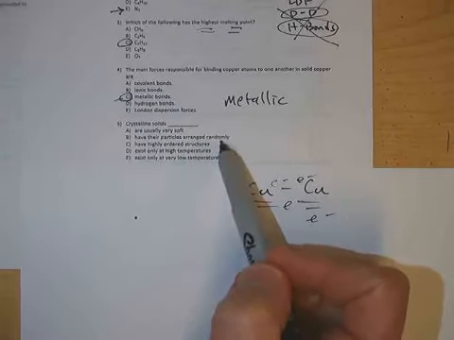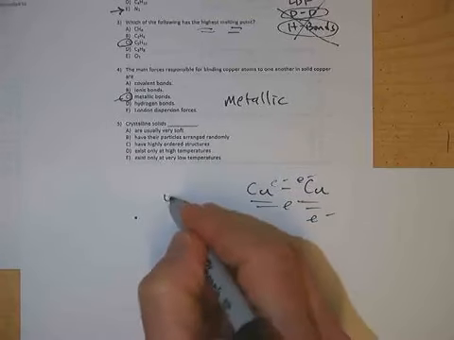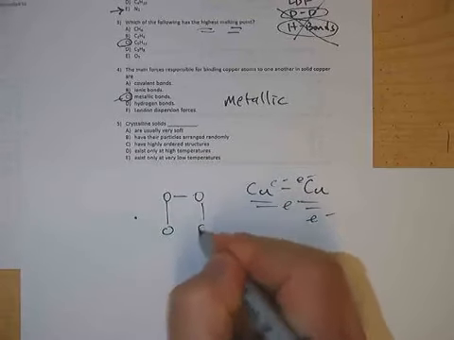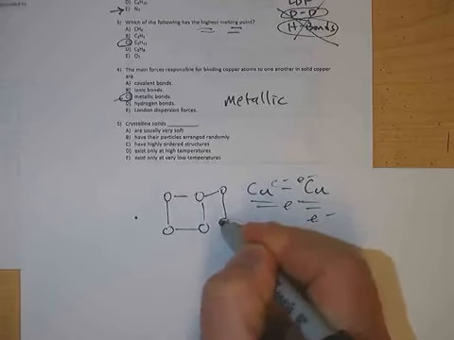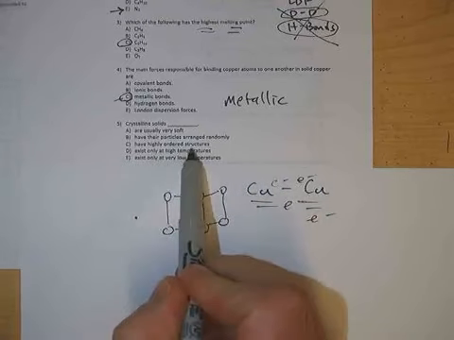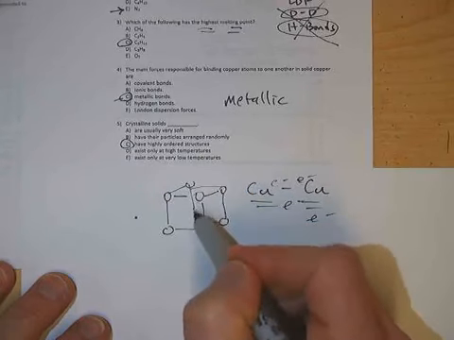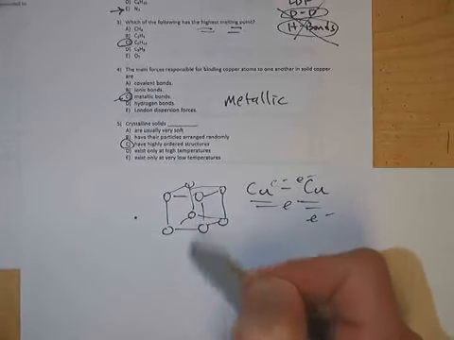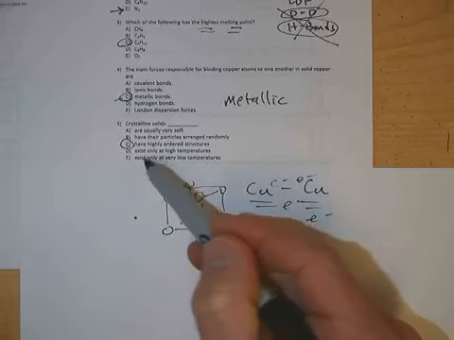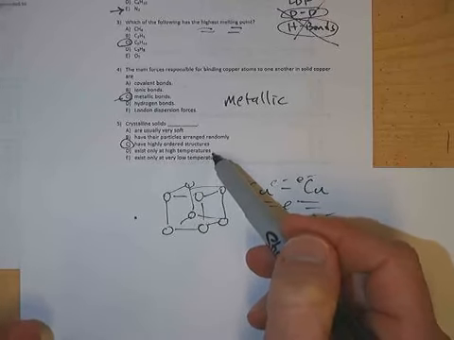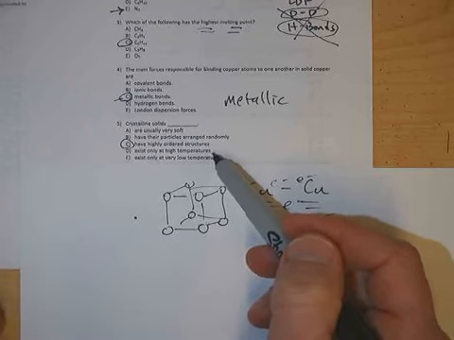Number 5, crystalline solids. Are crystalline solids usually very soft? No, they're usually very hard and brittle. Do they have particles arranged randomly? No, a crystal means that it's arranged in a crystal lattice, very organized and very regular. They have highly ordered structures. That's true. They form a very regular organized structure.